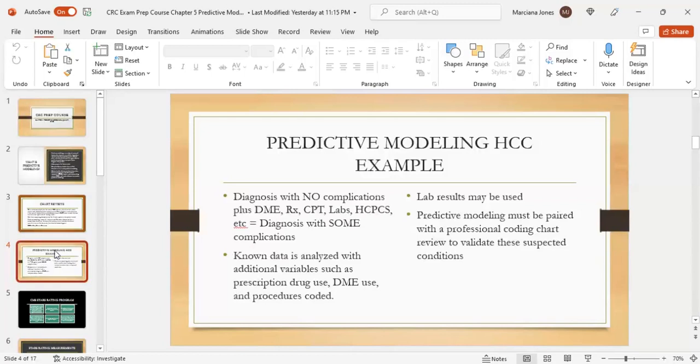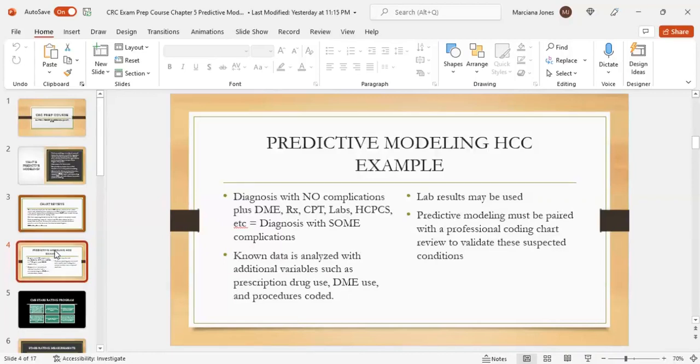If we know that you have chronic respiratory failure and you're on oxygen, then 9 times out of 10, you're going to continue to have chronic respiratory failure. You're going to be on oxygen, and it's probably not going to get better. So if you know that this patient in 2021 has respiratory failure and is on oxygen, then you can predict that in 2022, they're still going to be on oxygen with respiratory failure. So that's how they're using predictive modeling to see what's going to be the next step for the patient's health status. Lab results also may be used.